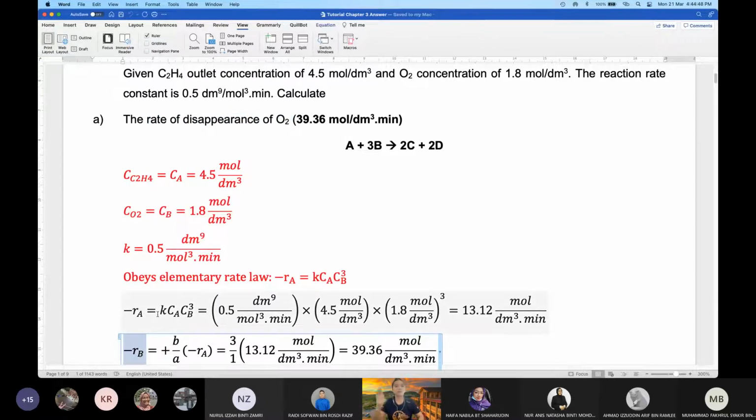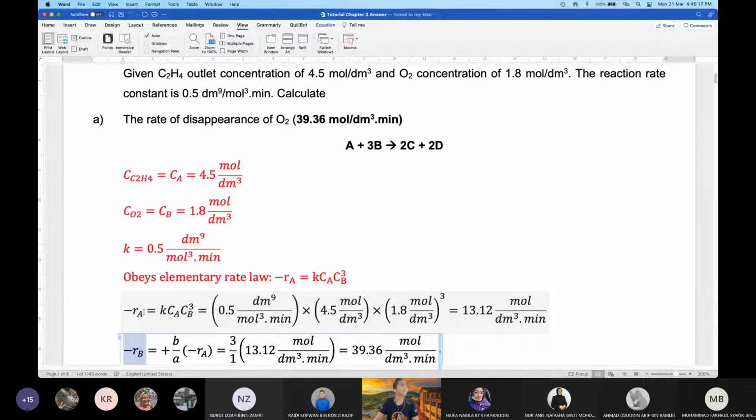Okay, so kalau kamu ingat sebelum ni, saya dah pernah ajar kamu. Okay, if ever you want to find the rate of any other species, tak kisahlah rate of formation ke, rate of disappearance ke, asalkan dia spesies lain selain daripada A, you want to find the rate of disappearance or formation of any other compound besides A, you have to first find minus RA.